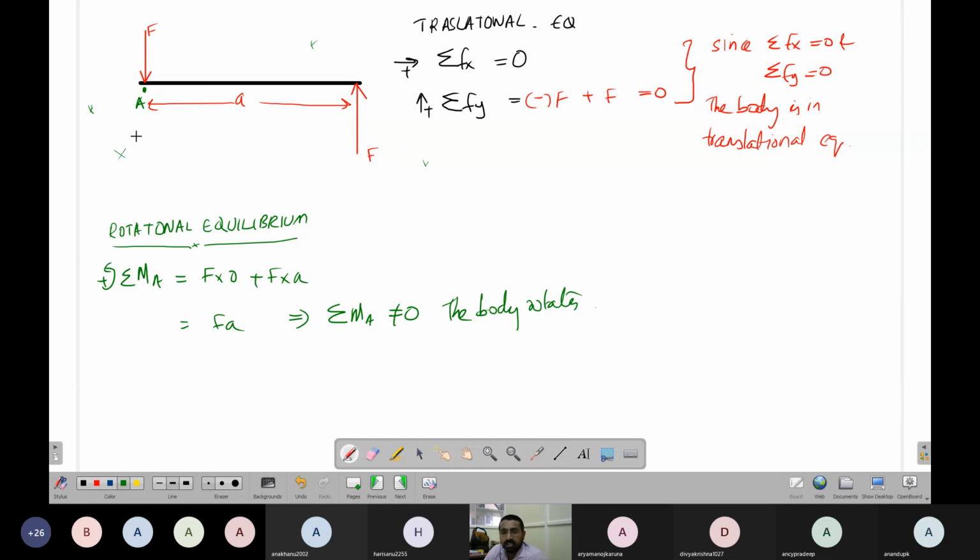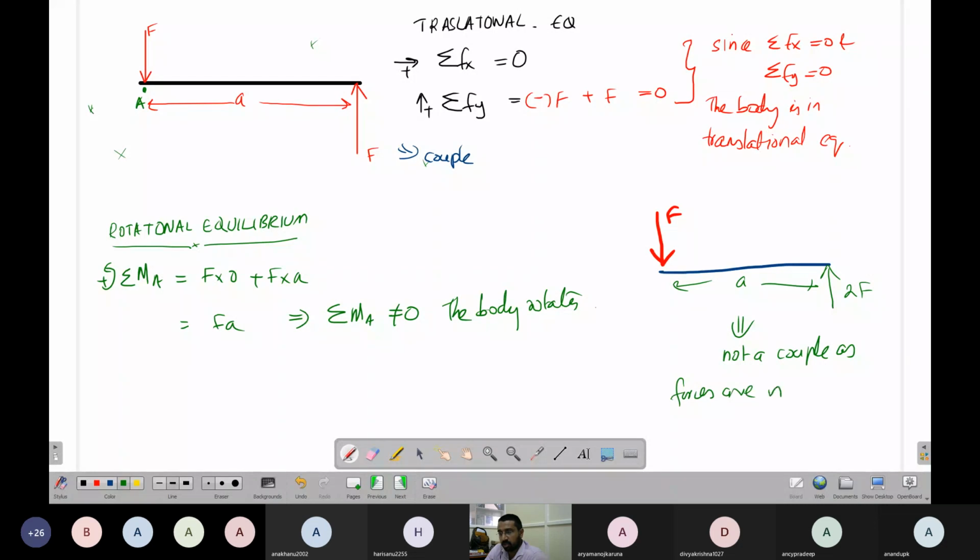Okay. Now since these are two equal forces separated by a distance, this constitutes what is known as a couple. Now in another case, on the same board, we have two different forces. So this will also rotate, but it is not a couple, as the forces are not equal.